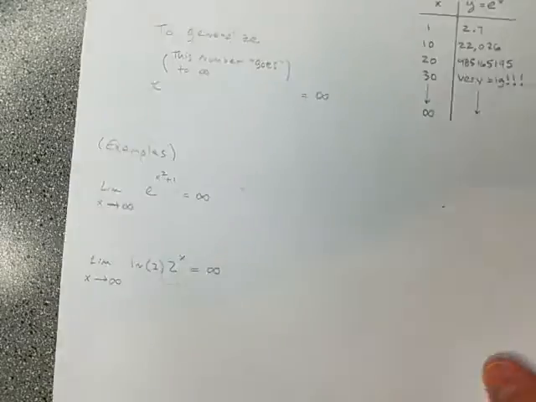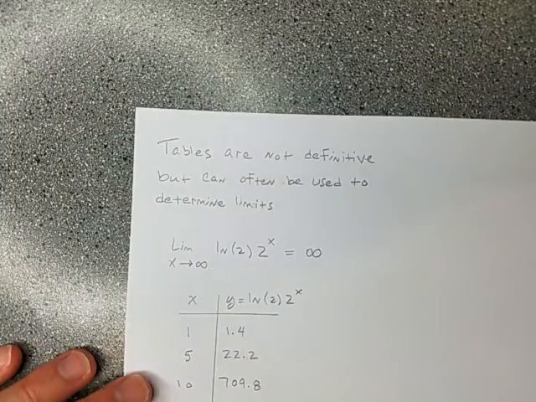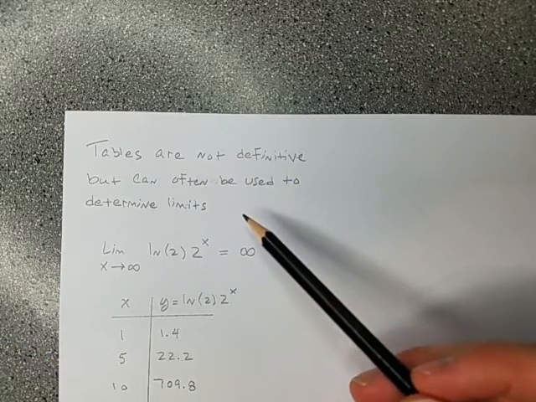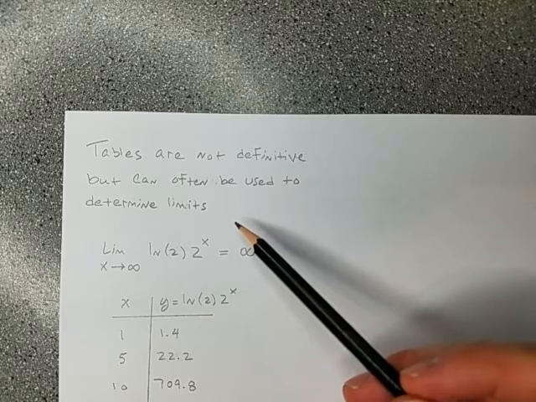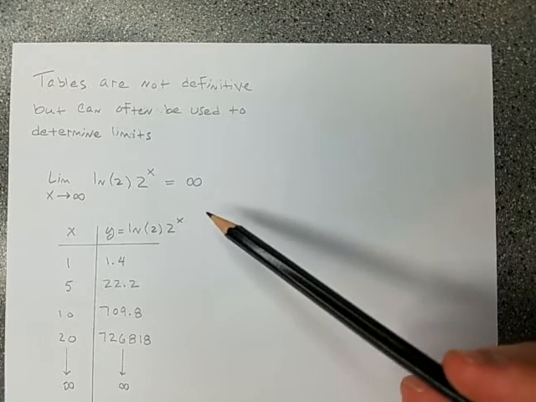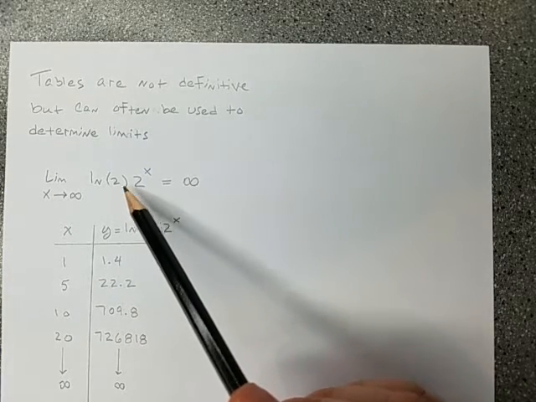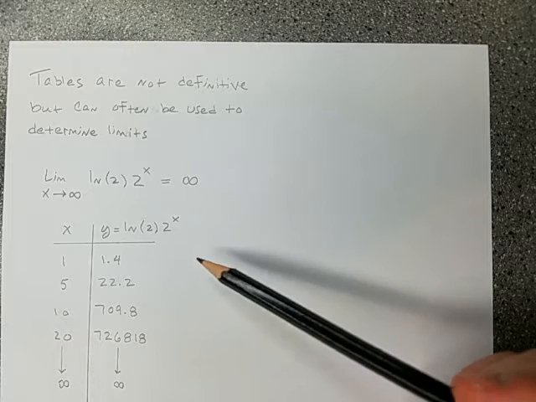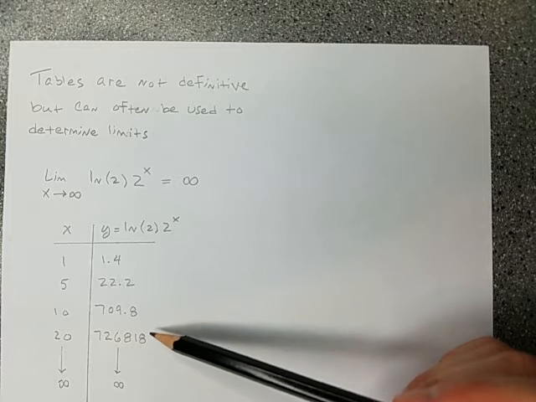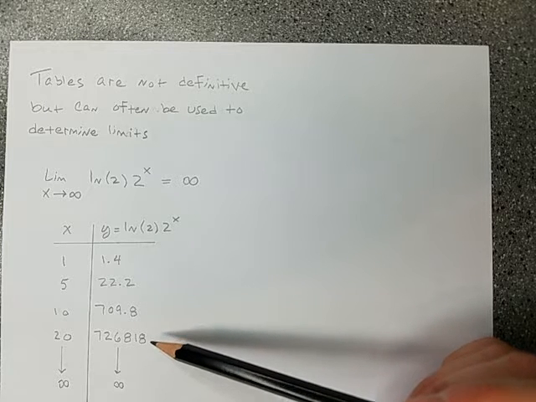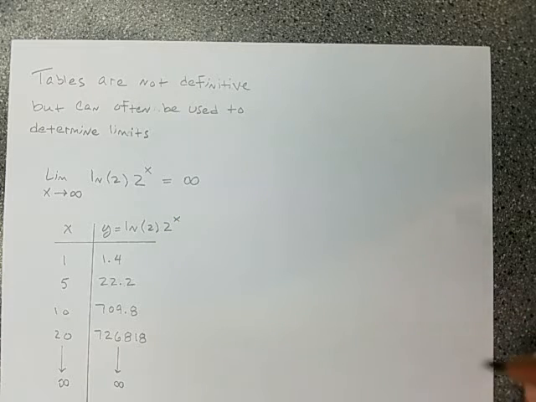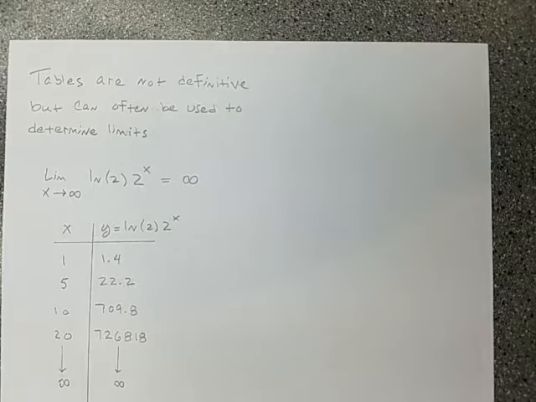Now, I did say that tables can be useful. I mean, they're not definitive. They're not the only way to go. You can't have all of your thinking about limits be based on tables, but they are still a useful tool. So here I showed the table for this one, natural log 2 times 2 to the x power. Yeah, and it's like other exponential curves. It gets very big very fast. Indeed, if x goes to infinity, natural log of 2 times 2 to the x will also go to infinity.